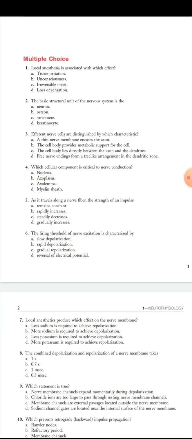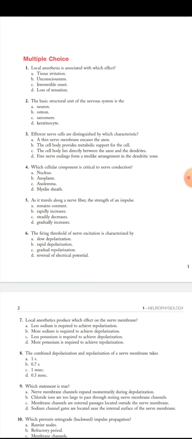7. Local anesthetics produce which effect on the nerve membrane? A. Less sodium is required to achieve repolarization. B. More sodium is required to achieve depolarization. C. Less potassium is required to achieve depolarization. D. More potassium is required to achieve repolarization.